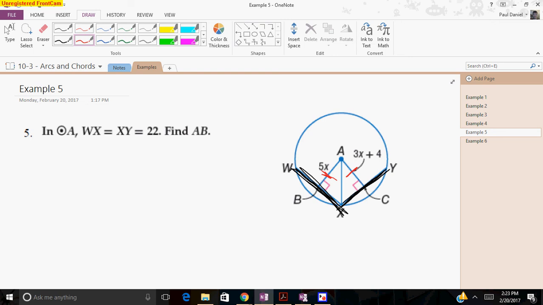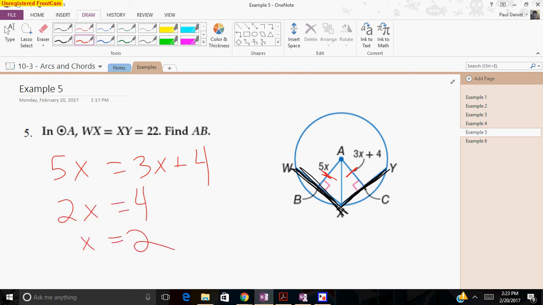And they've given me those values in terms of x. One of them was 5x. The other one was 3x plus 4. And remember, because these things have congruent chords, then that means those perpendicular lines that go to them from the center must also be the same. For some reason I wrote B instead of 4 here, so let's just take care of that real quick. Alright, so that means I'm going to subtract 3x from both sides. That gives me 2x is equal to 4, or x is equal to 2.